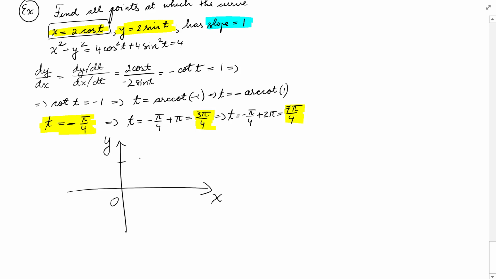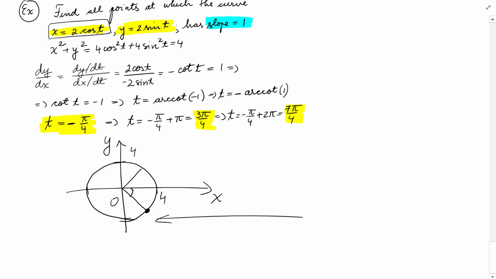So x or y, it's a radius 4, its center is at the origin, so this would be the circle. And now negative pi over 4 would be this point. So we will want to find out the coordinates of this point.